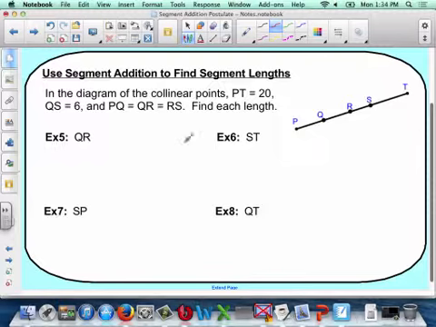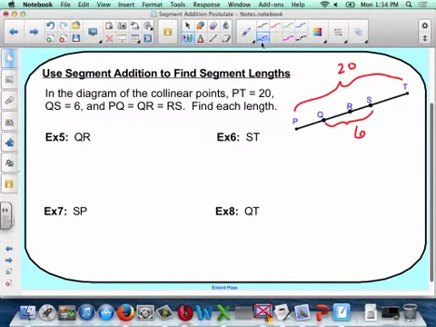Now, a lot of times what I like to do is make notations up here. So we're told first that PT is 20. So that tells me my whole length up here is 20. What else are we told? QS is 6. And then we're also told what? How do we represent that? Yeah, we do a little tick mark, right? These are all equal.